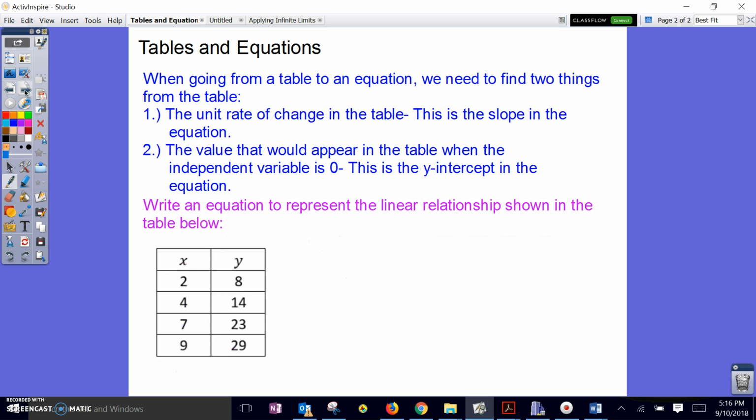Now we're going to go the other direction. And going the other direction is a little bit more difficult. Going from a table to an equation, I think, is the most difficult of the transformations from one form of a linear equation to another.